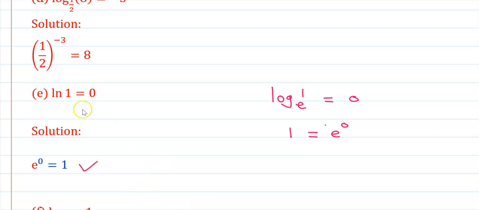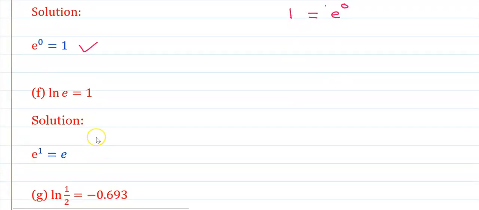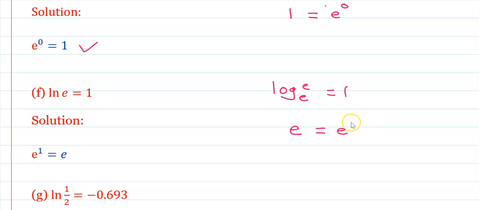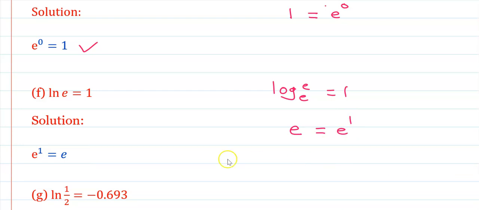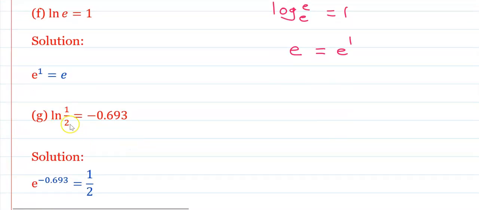And again, this logarithmic form is converted into the exponential form. Next, the natural log of e is equals to 1. Again, I will write here. One more thing is that log of e to the base e equals 1. Again, this 1 comes here, raised to, that is e equals e raised to 1 in this way. Okay.